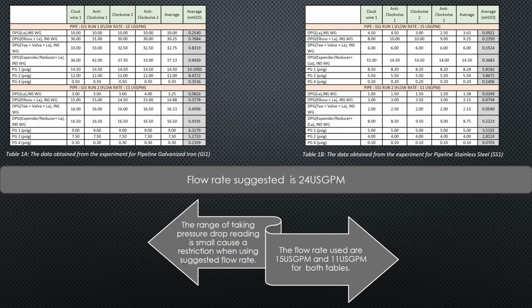Somehow, problems arise when we use this. This is because the pressure drop reading cannot be read as its range is too small. To the point we can assess the reading, the values of flow rate chosen for this experiment are reduced to a little bit smaller, which are 15 US gallons per minute and 11 US gallons per minute.